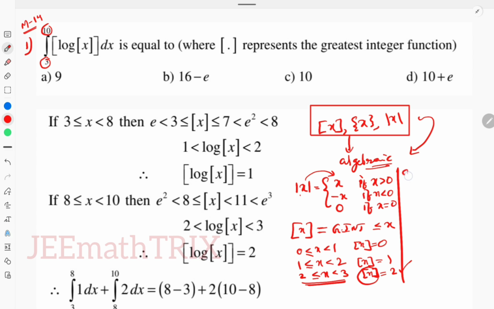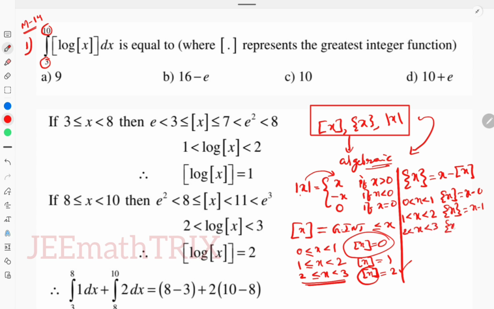Next, coming to the fractional part function. The fractional part function is defined as x minus the integral part of x. So if 0 is less than x less than 1, the fractional part of x becomes x minus 0, because the integral part of x is 0, so it is x. If 1 is less than x less than 2, the fractional part of x can be written as x minus 1, since the integral part of x is 1. Like that, between 2 and 3, the fractional part of x can be replaced by x minus 2. This is how we convert these three functions into algebraic form. This is the basic idea.